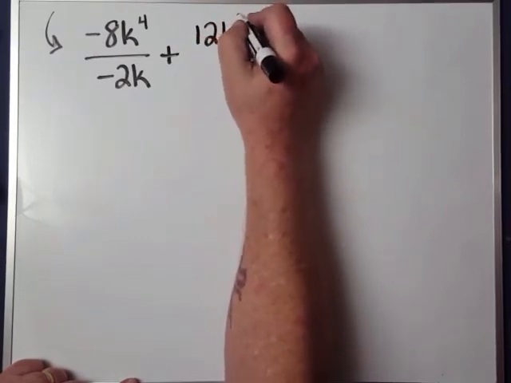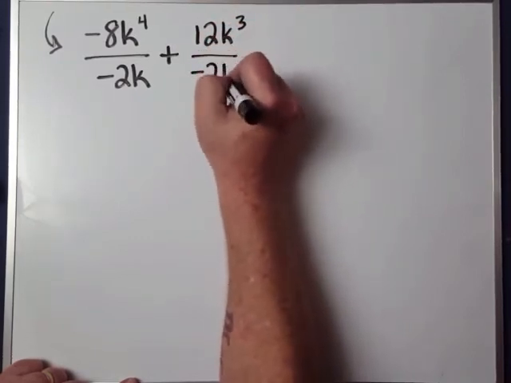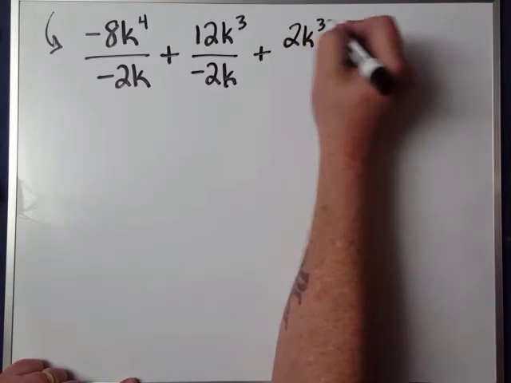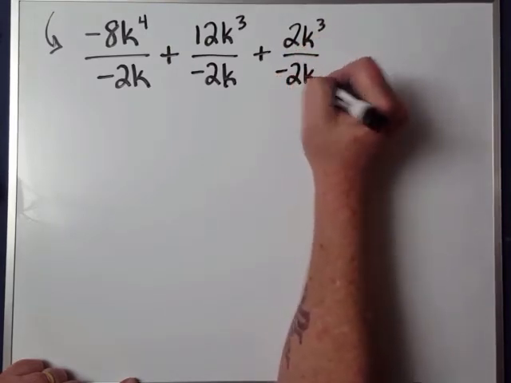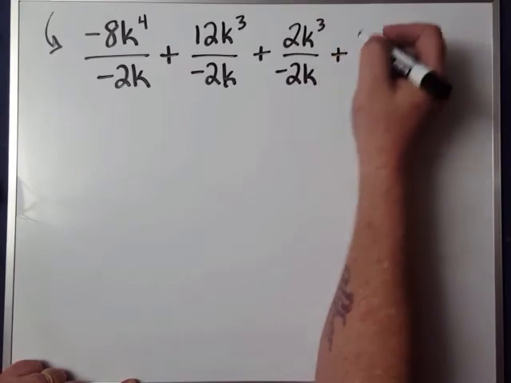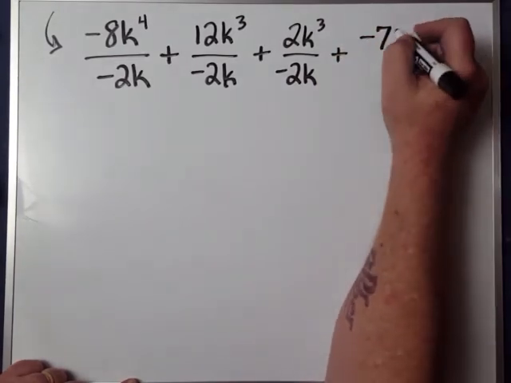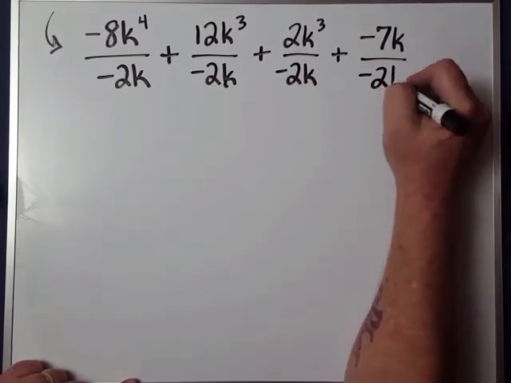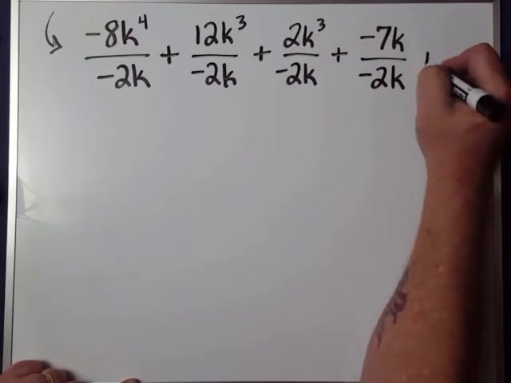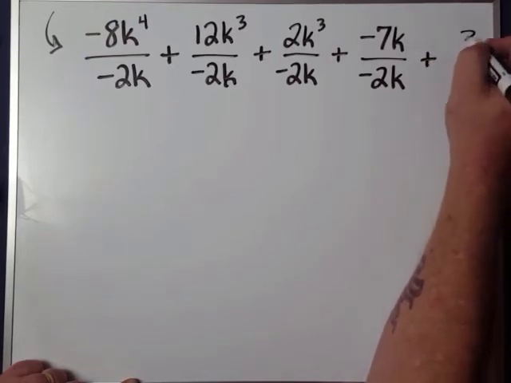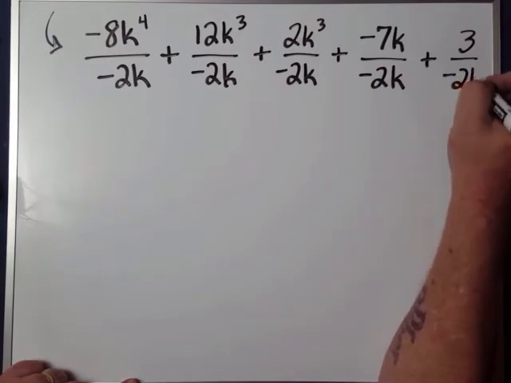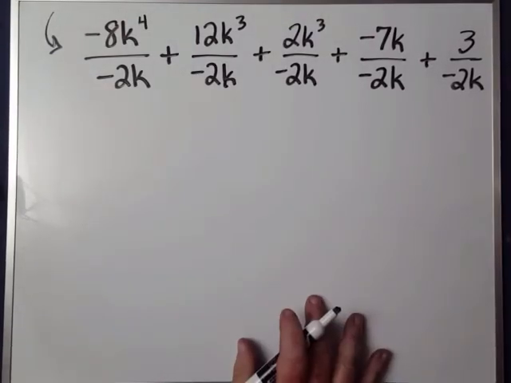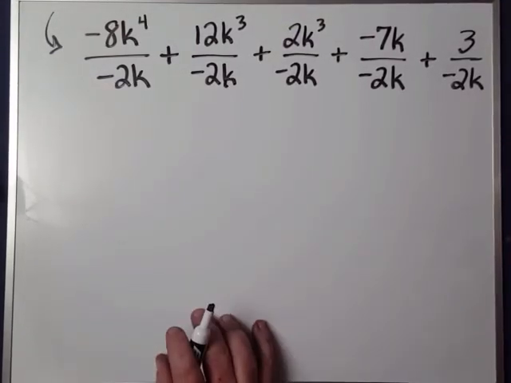Plus the second term over this monomial divisor, plus this third term over my monomial divisor, plus, here again, I'm going to keep this negative with the 7k as I write my fourth term over this monomial divisor, and finally plus this fifth term over that same divisor. So I've started with the first step. The original problem is there. This is number 30 in the book.